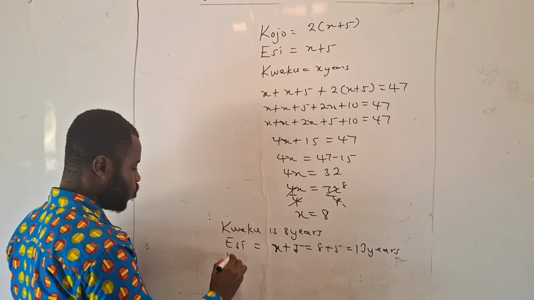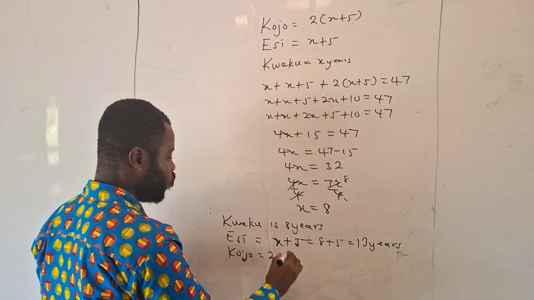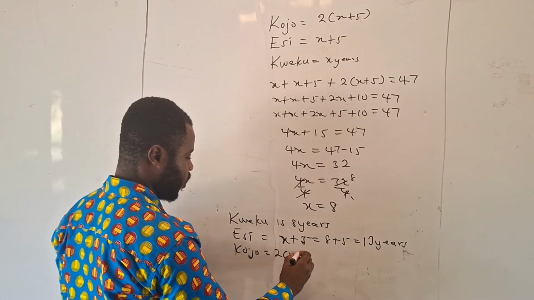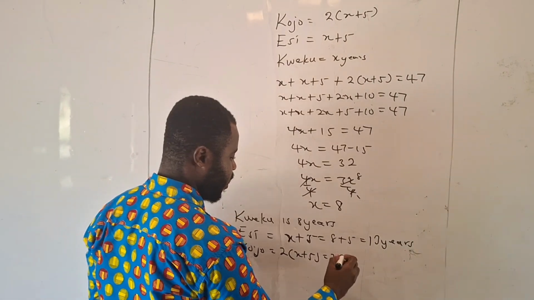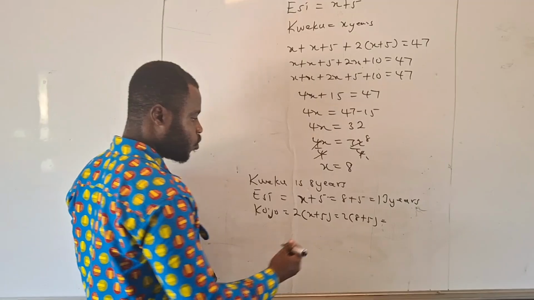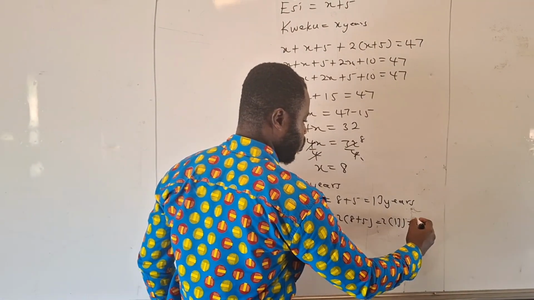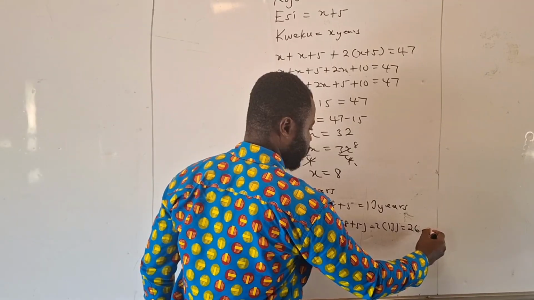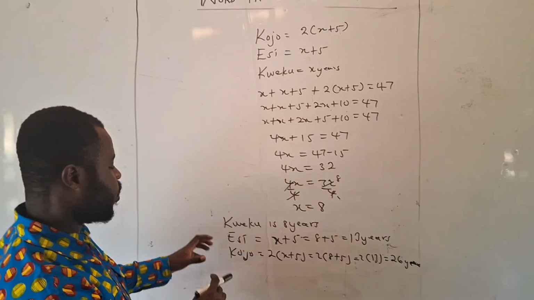Then we go to Kojo. So Kojo is 2 times x plus 5. So which will give us 2 times x is what? 8 plus 5. So we have 2 times 13, which is equal to 26 years. So is the statement correct?